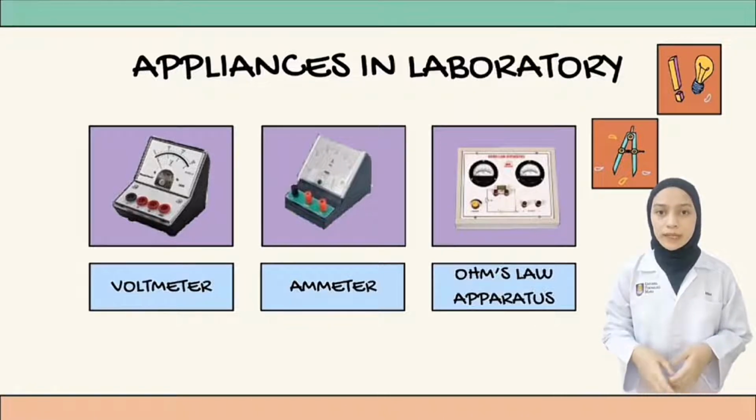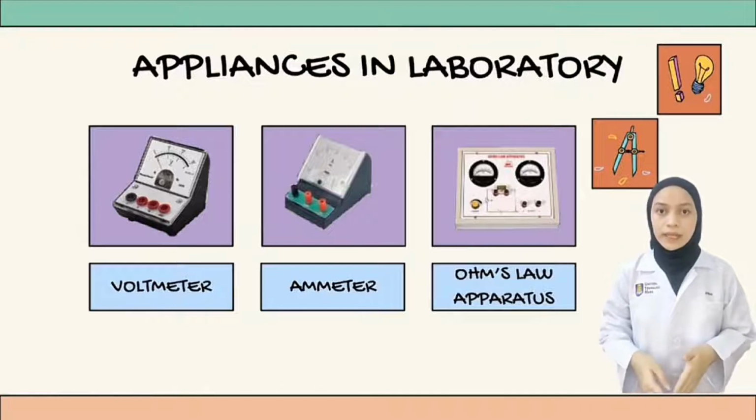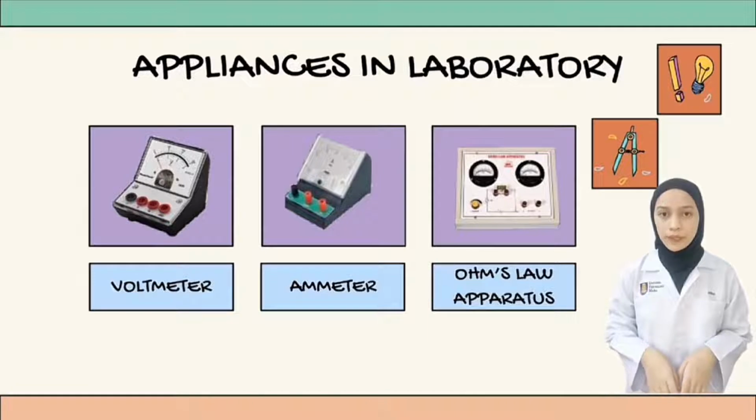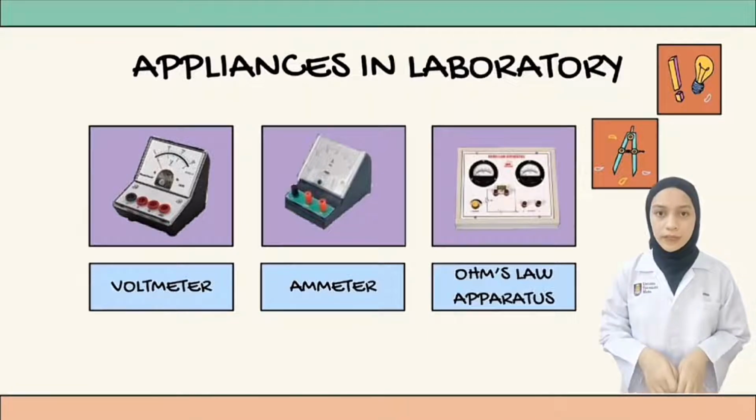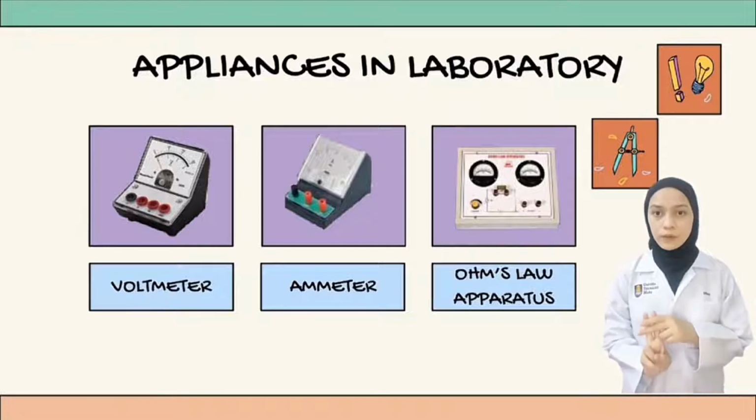The second one is an ammeter. An ammeter is an apparatus used to measure the current, either direct or alternating electric current, in a circuit. Then the Ohm's law apparatus, which we use to experiment with Ohm's law. The apparatus consists of one wire-wound rheostat, one moving coil voltmeter, and one moving coil ammeter mounted on a bakelite plate in a wooden case. It has 4 terminals, 2 for battery connection and 2 for resistance coil.